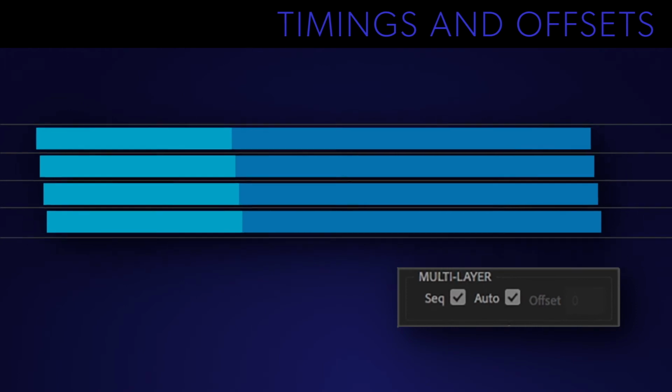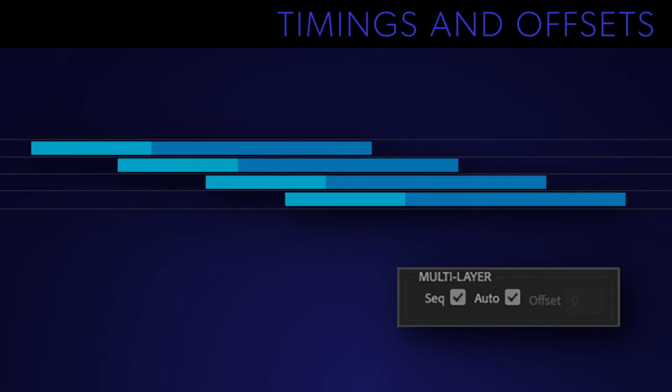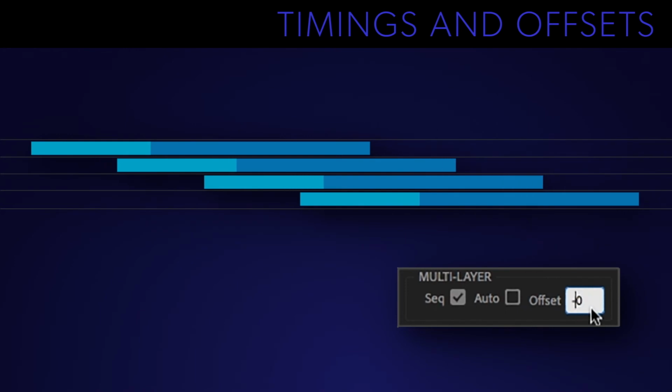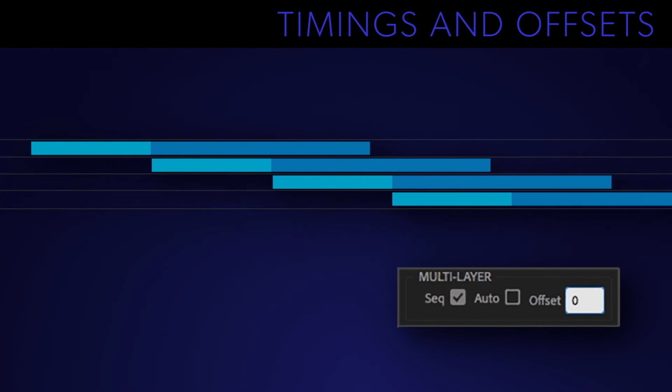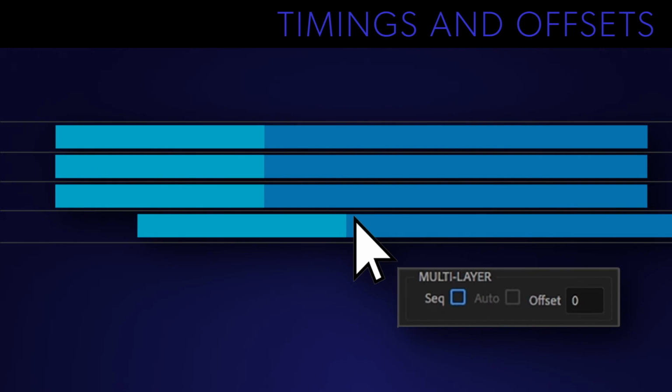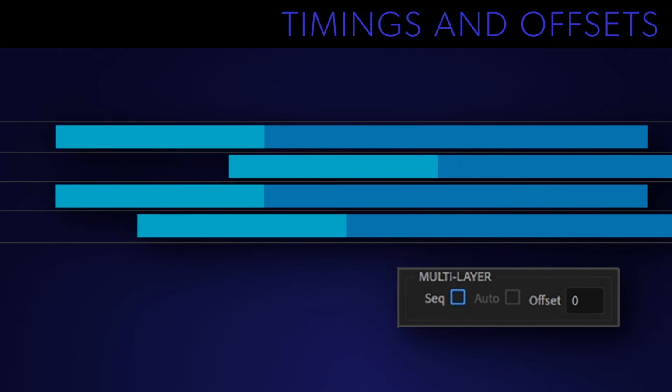That means your MonkeyWipe layers will be triggered once the previous layer is almost finished animating. If you turn auto off, then the manual offset becomes active, and you can dial in how much overlap you want between layers. If you set the offset to 0, then the next layer won't start animating until the previous layer finishes. If sequence is deactivated, then all the layers will animate on all at once. You could also manually adjust the offset there too.